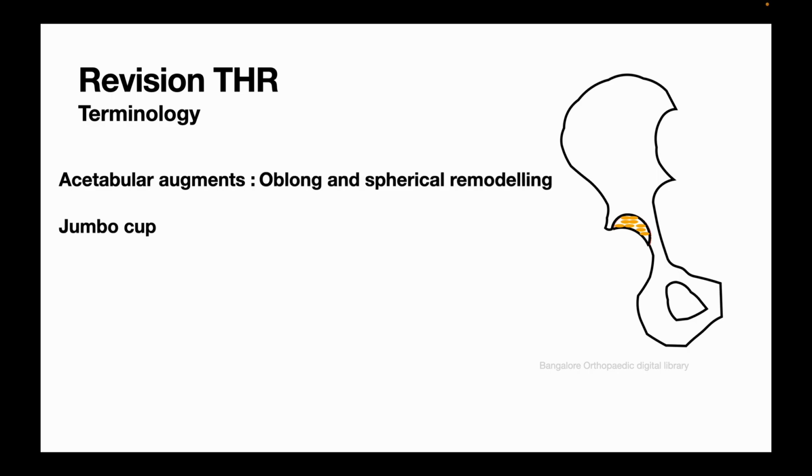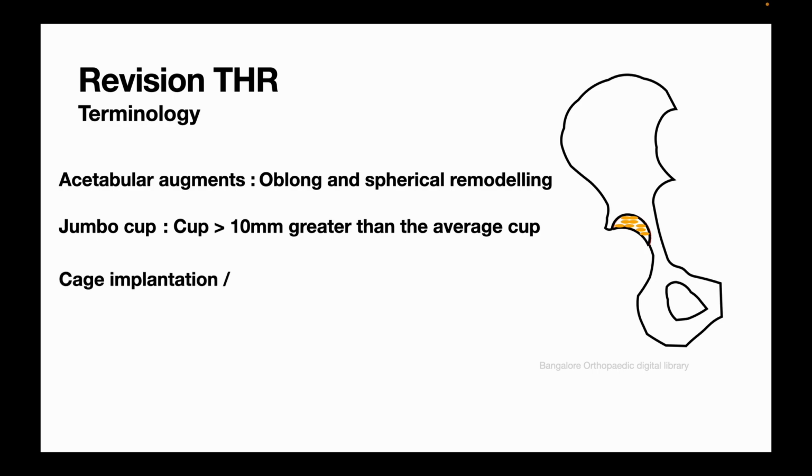A jumbo cup is an acetabular cup which is over 10 millimeters bigger in size than an average cup. A cage or a multiflange cup is used when the defect cannot be reconstructed with augments and bone grafts. The polyethylene cup is usually cemented to the outer part of the cage. The inner part of the cage supports the bone graft and hence stabilizes the joint.